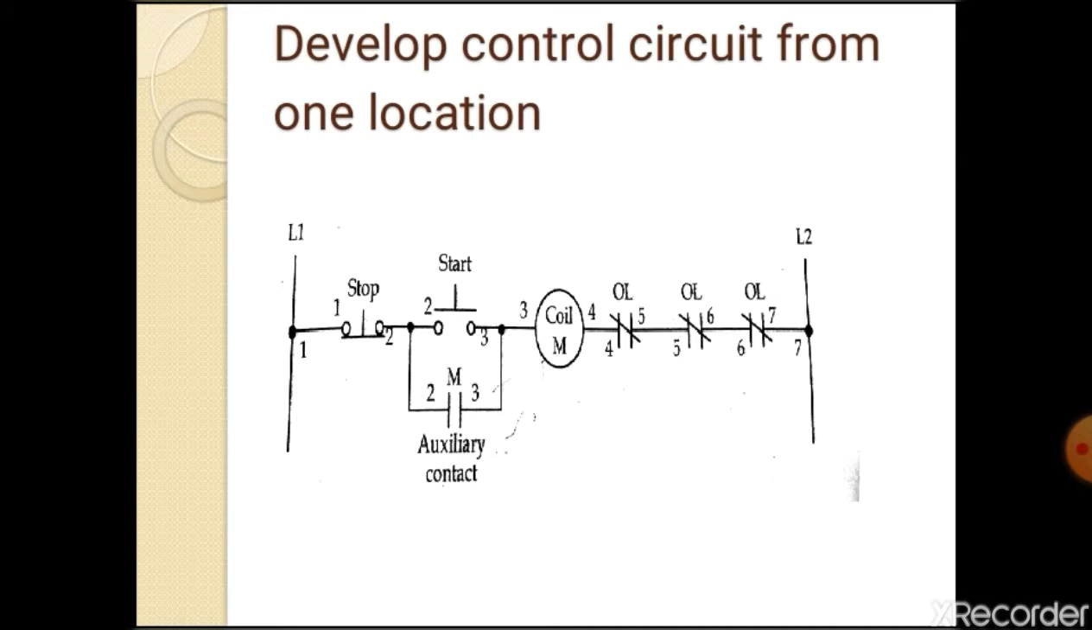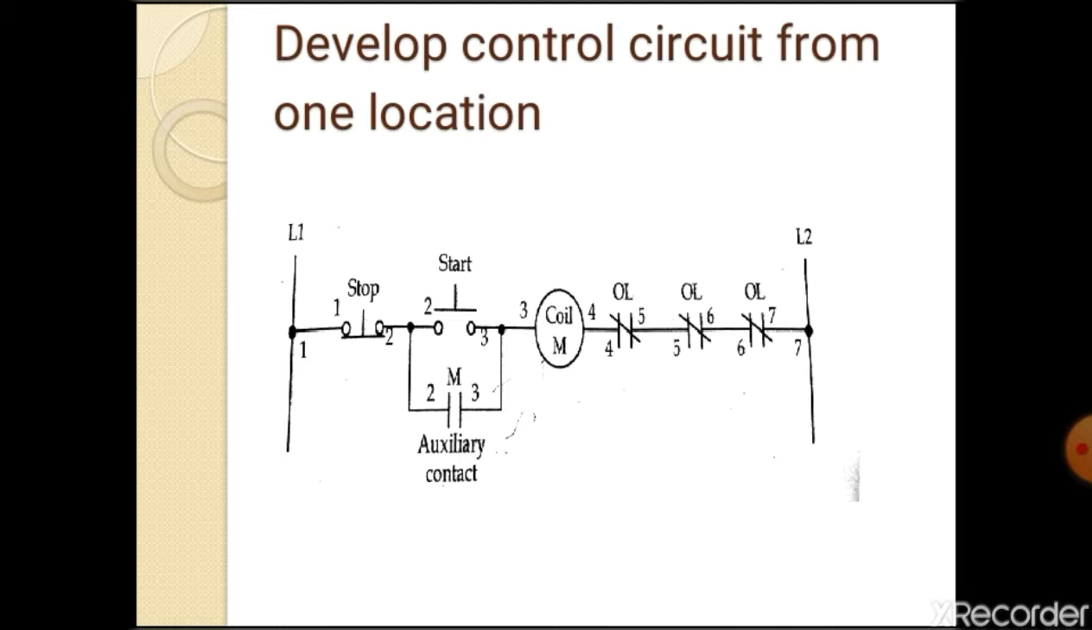First we'll study developing a control circuit from one location. From one location we are developing the control circuit. See here two vertical lines L1 and L2, and from point 1 the stop push button, start push button, auxiliary contact, motor and overload relays. For each and every line we are giving a number, and this is the auxiliary winding which holds the contacts.